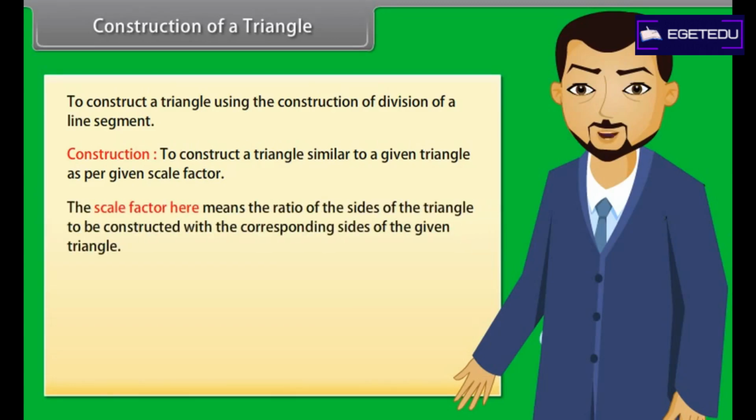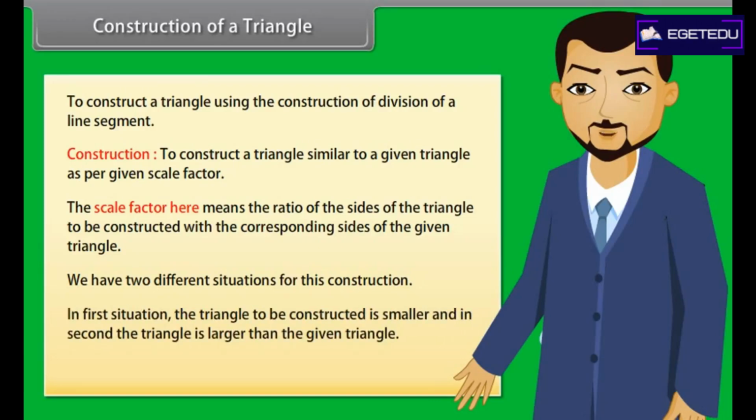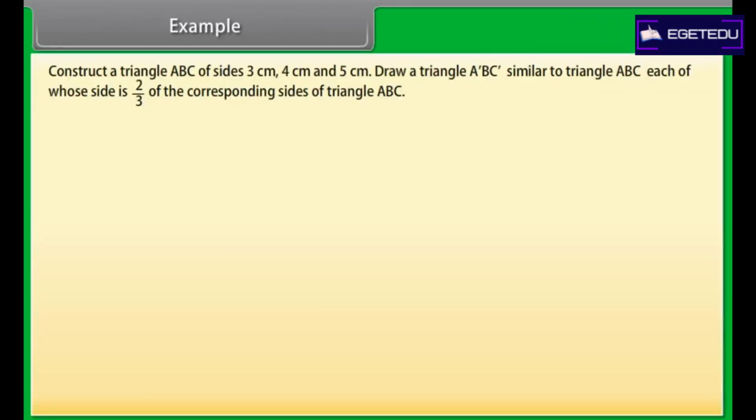Construction of a triangle. We will now learn to construct a triangle using the construction of division of a line segment. Construction: to construct a triangle similar to a given triangle as per a given scale factor. The scale factor here means the ratio of the sides of the triangle to be constructed with the corresponding sides of the given triangle.